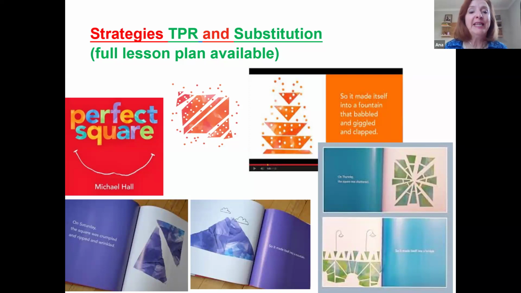And it leads to learning the days of the week. It has about 10 active verbs: poking, clapping, shattering. But it also has an easy pattern that can be rewritten. So I have everyone in the class pick another shape and rewrite the book. So a heart or a circle, and I let them expand.